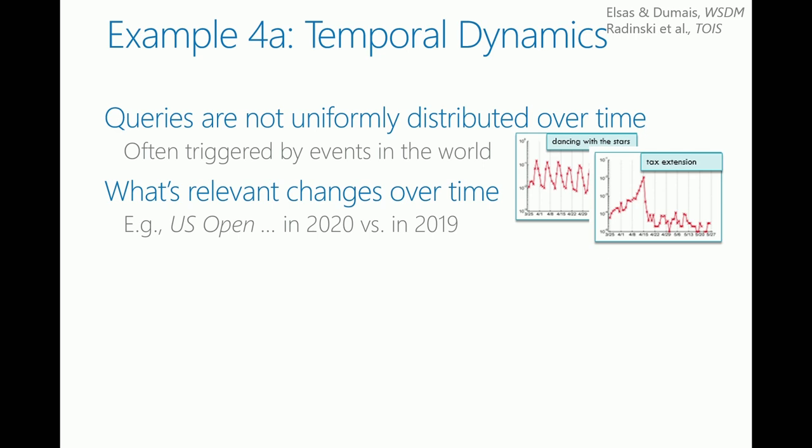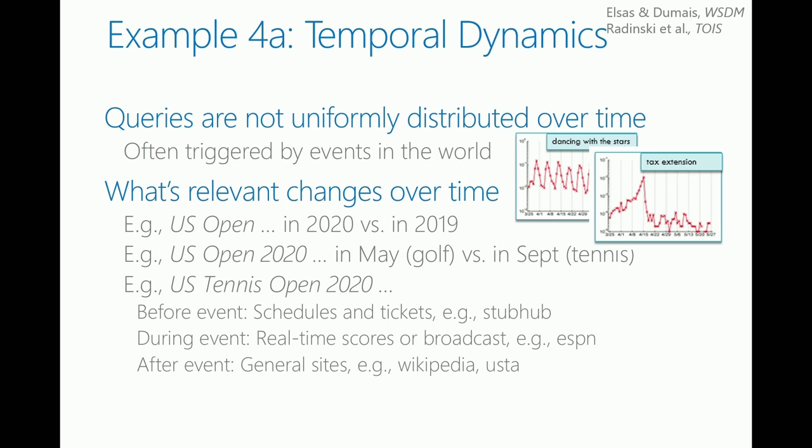Well, in 2020, it's different than 2019, first of all. If I type in US Open 2020, do I want golf or tennis? It turns out that varies a lot by the month it is. It's a pretty good predictor of which of those you want. Imagine I type in US Tennis Open 2020, very clear. But here again, it matters.